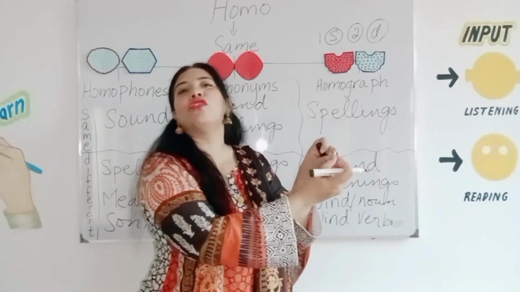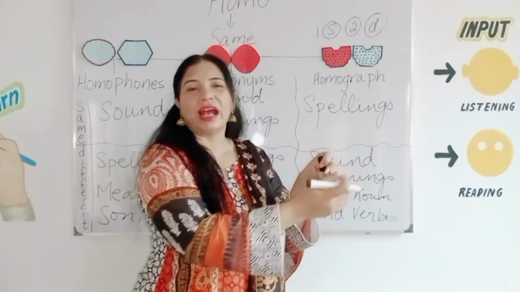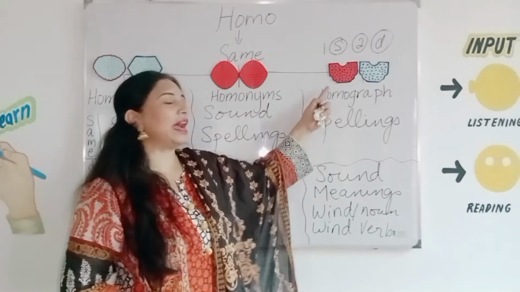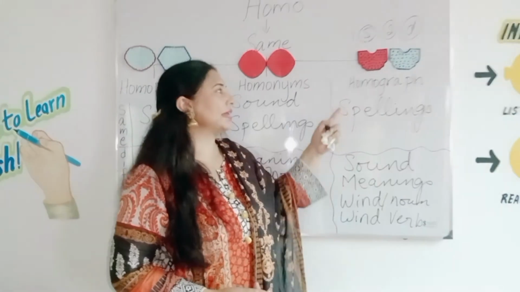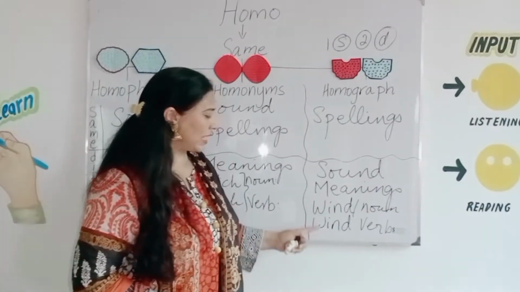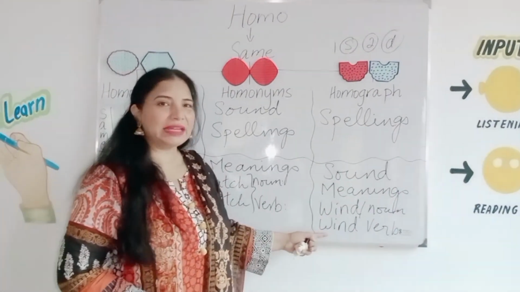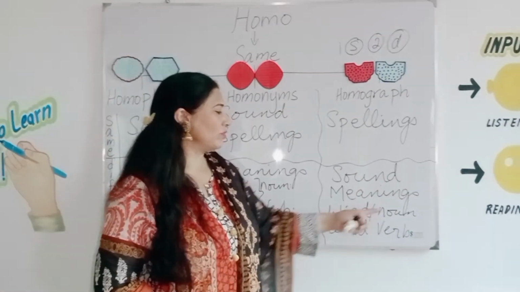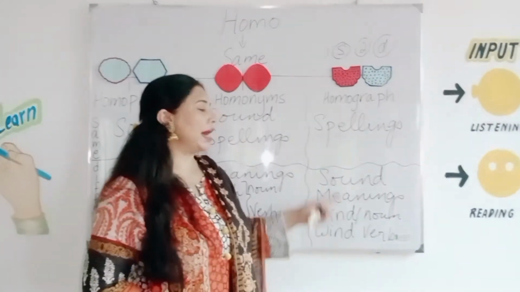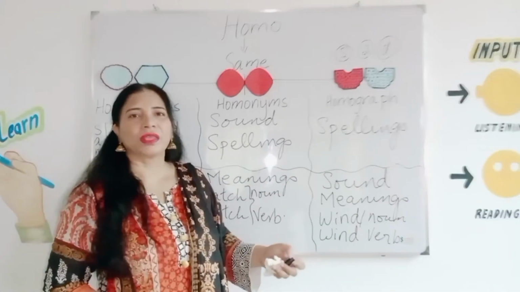Are you clear? So homographs are the pair words that have the same spellings as you can see, but their pronunciation, wind and wind, and then their meanings, one is noun, the other is verb, are different from each other. So I hope I am clear in my explanation.